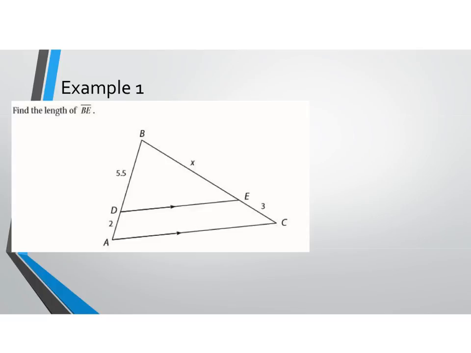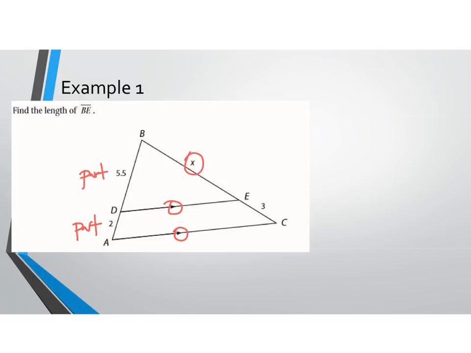Example 1 says find the length of BE, so they've labeled that with an X. And since it's got the parallel lines going on here, then we're doing the triangle proportionality theorem, and that's part to part. And we'll set up ratios based on that.